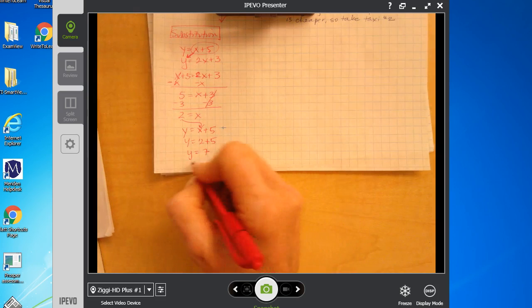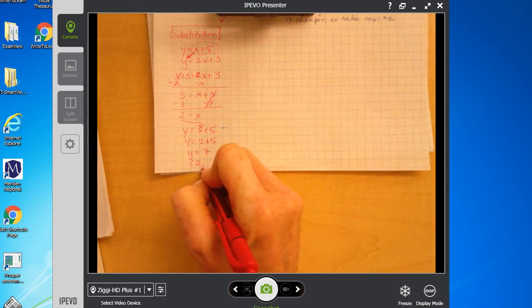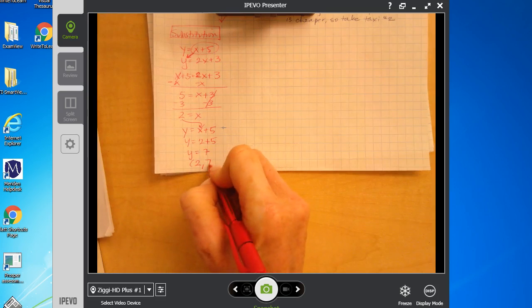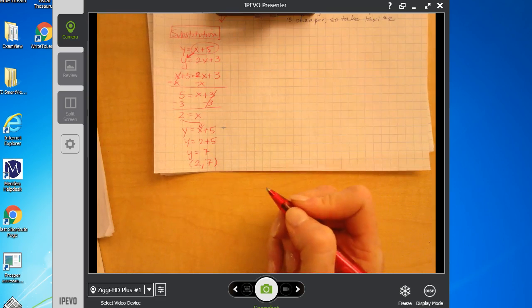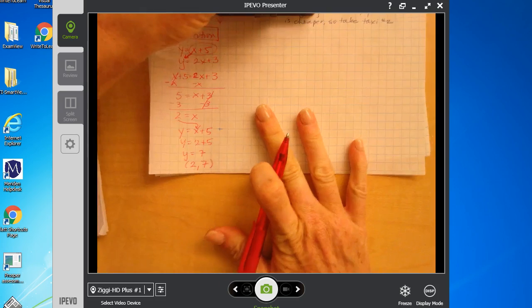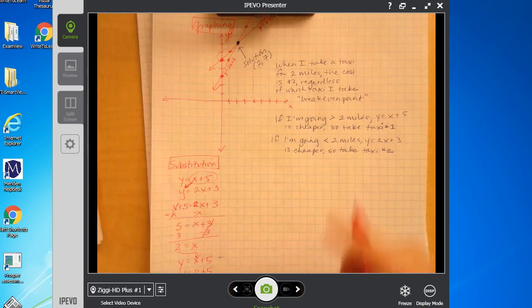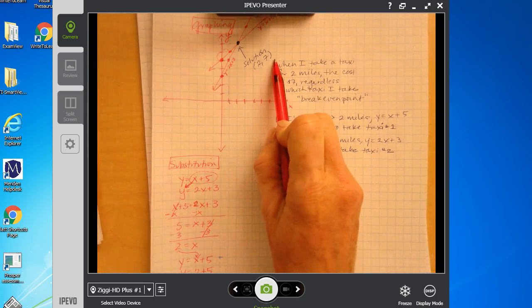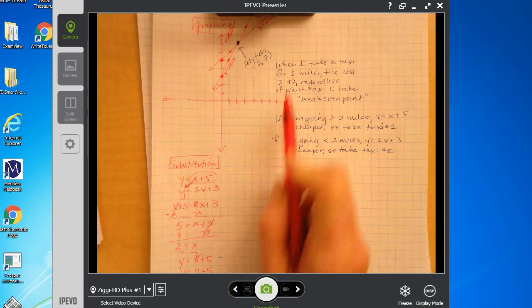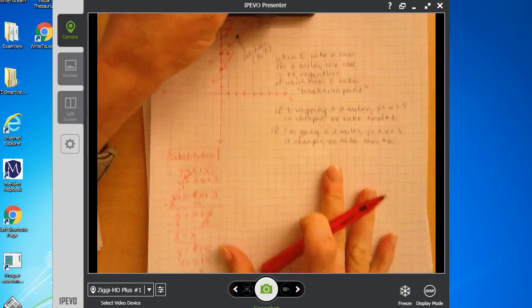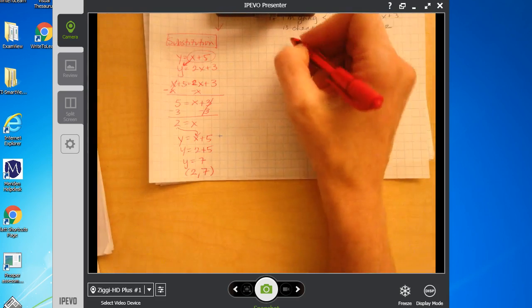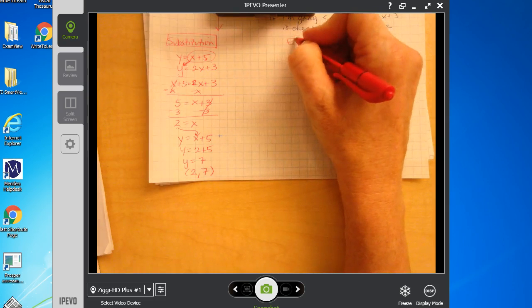So what's my solution? If I travel 2 miles, my total cost is 7. That makes both equations true. That's exactly what we got way up here. 2 miles, $7 of cost, doesn't matter which taxi I take. Okay, so that's substitution. All right. Now, let's look at elimination.